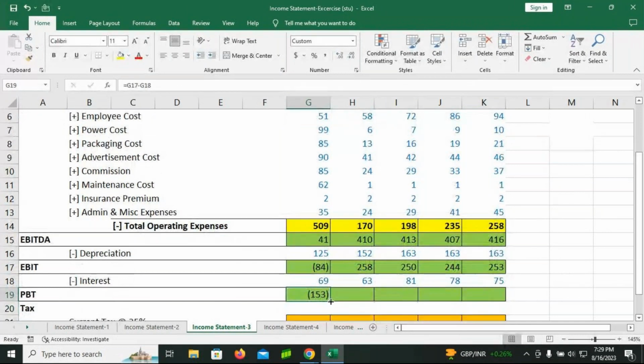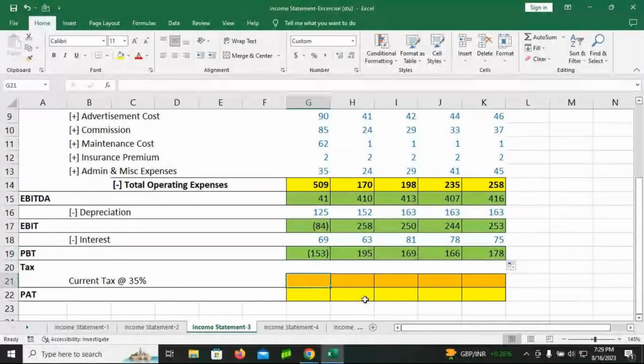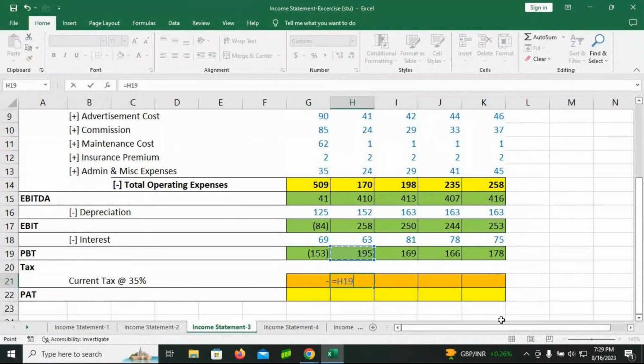So the first year it is a loss. Okay. So first year it is a loss. So tax I will make it as zero, because if there is nothing left with me, if I am in loss, what tax am I going to pay? So here I will give it as equals 195 into 35%.